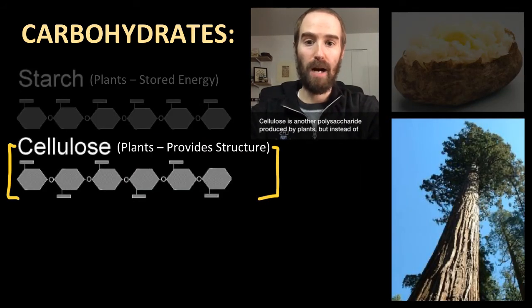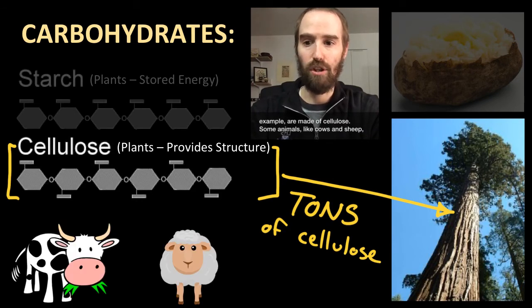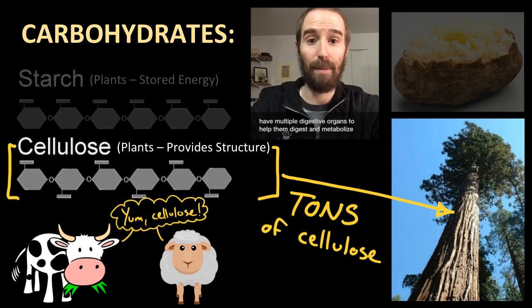Cellulose is another polysaccharide produced by plants, but instead of using this polysaccharide to store energy, plants use cellulose to provide structure. Cellulose forms tough, rigid structures that help plants to support their weight against the pull of gravity. Cell walls, for example, are made of cellulose. Some animals, like cows and sheep, have multiple digestive organs to help them digest and metabolize cellulose, but we humans can't really consume cellulose in the same way.